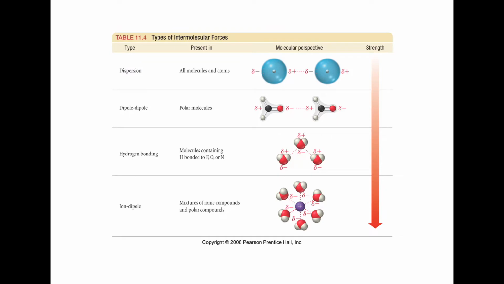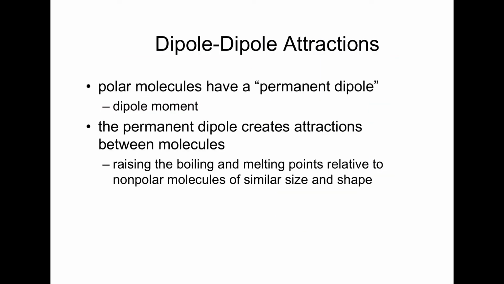So we're going to start by talking about dipole-dipole intermolecular forces and how polar molecules can have this kind of force. When we talk about polar molecules, we say that they have a permanent dipole. They are always polar. Another way of saying that is that they have a dipole moment.